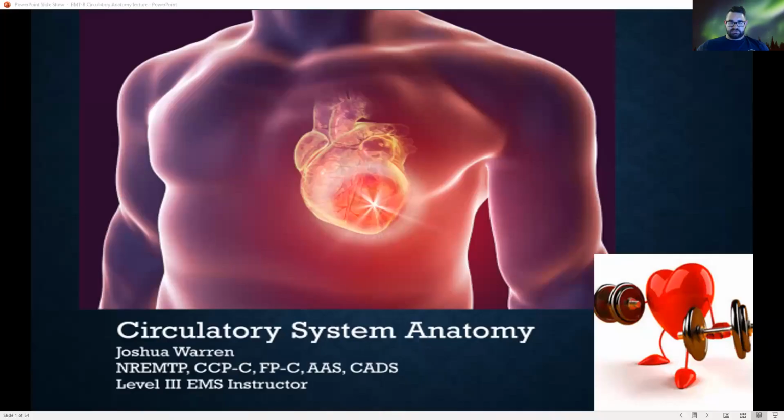So to begin with, I'm going to share my screen here with you. All right. Here we go. So we're going to start with the circulatory system, the cardiac anatomy.